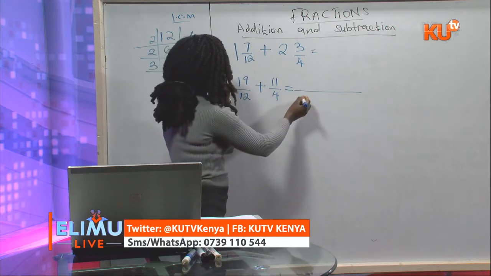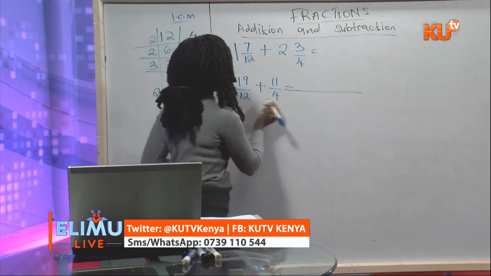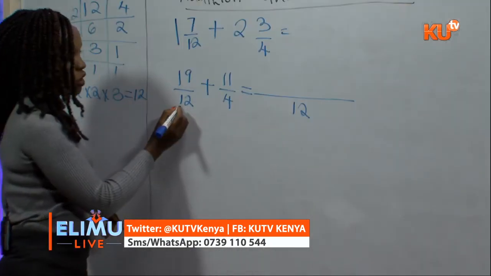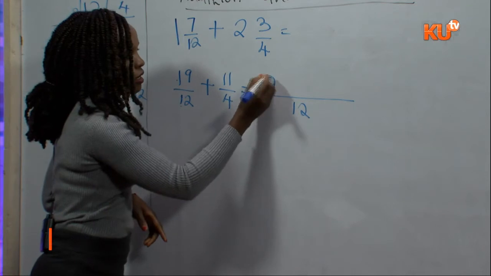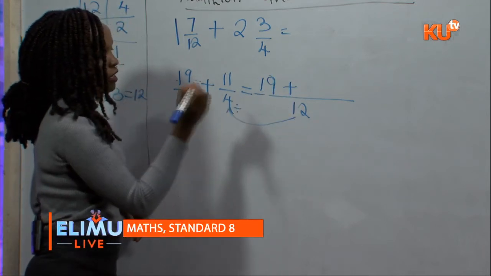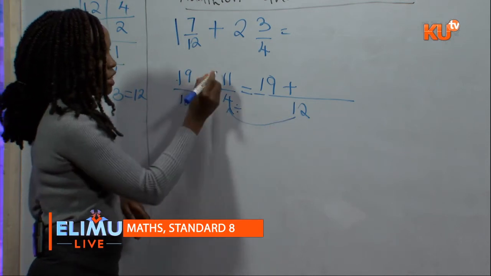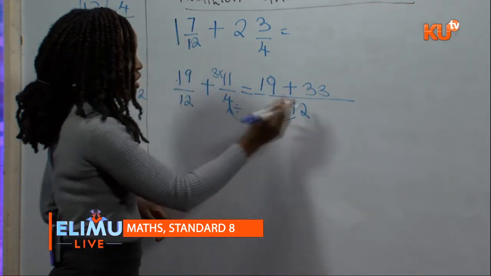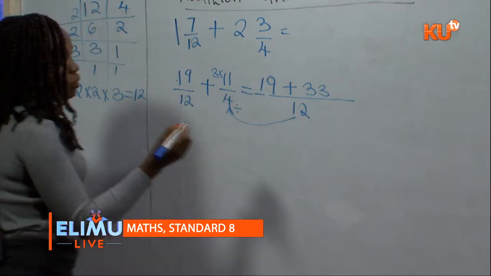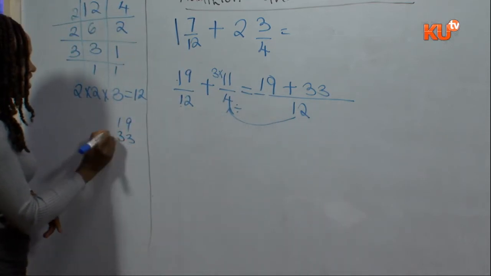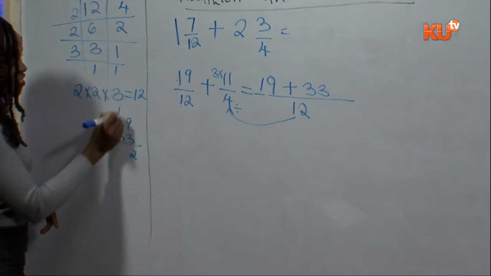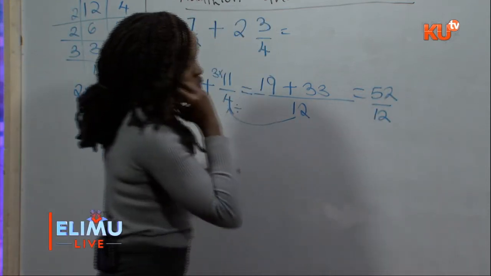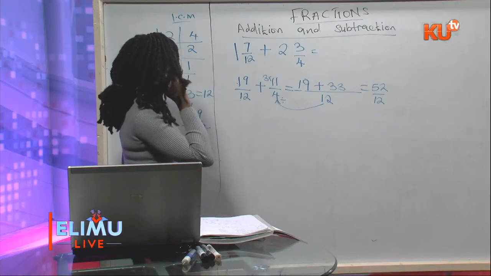So you come and put this sign, and then 12, the LCM of 12 and 4 is 12. So the LCM divided by the denominator, 12 divided by 12 is 1 times 19, we get 19 plus 12 divided by 4 is 3, then the answer that you get, that is 3, you multiply by 11. 3 times 11, we get 33. Then you add the 2, 19 plus 33, we get 52. 52 over 12. So if you look at that answer, 52 over 12 is an improper fraction.